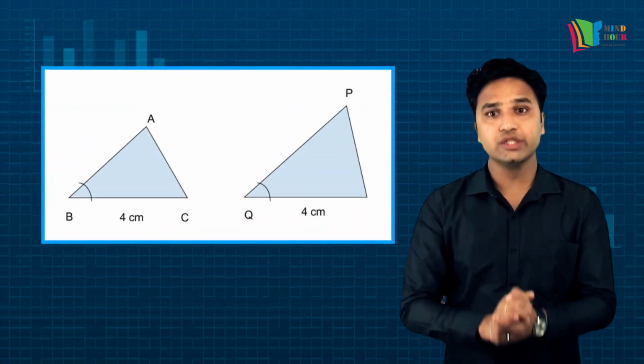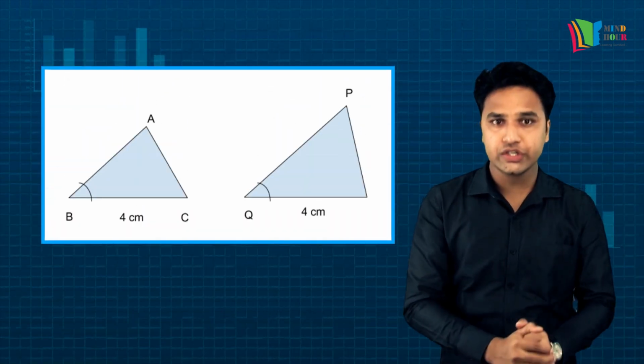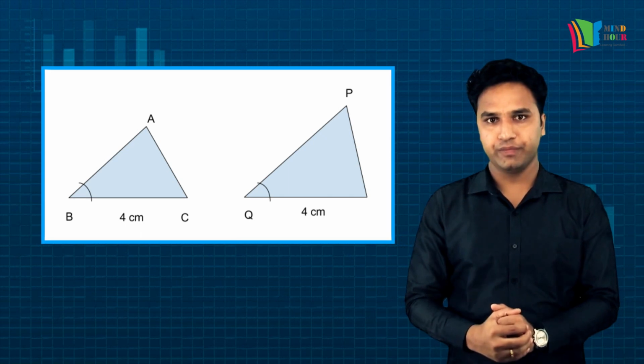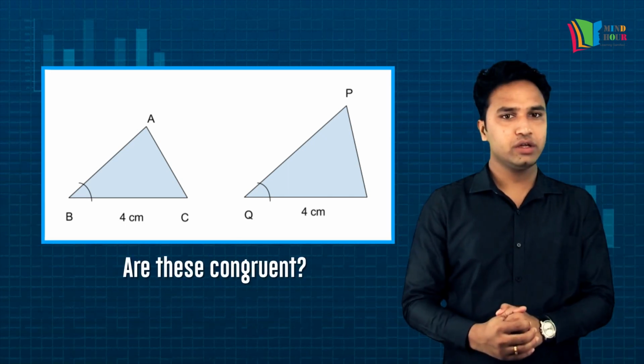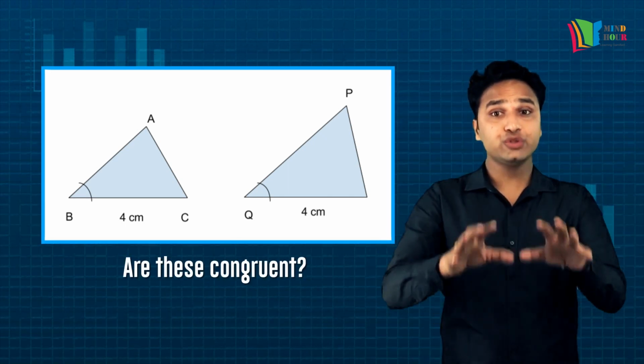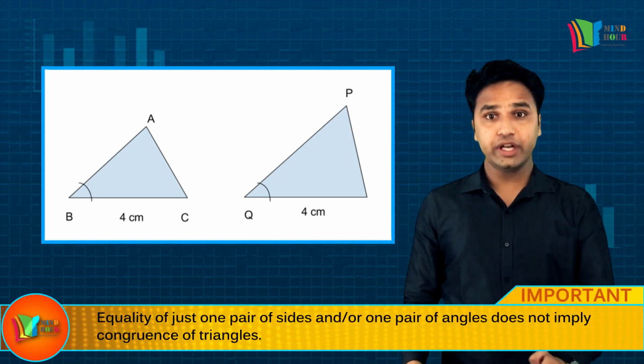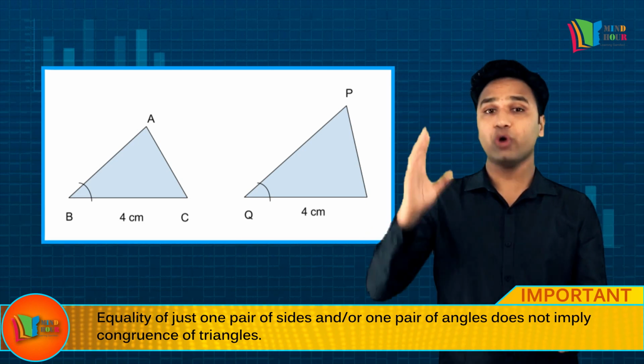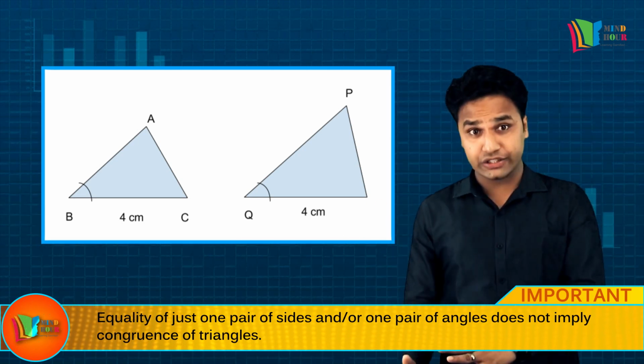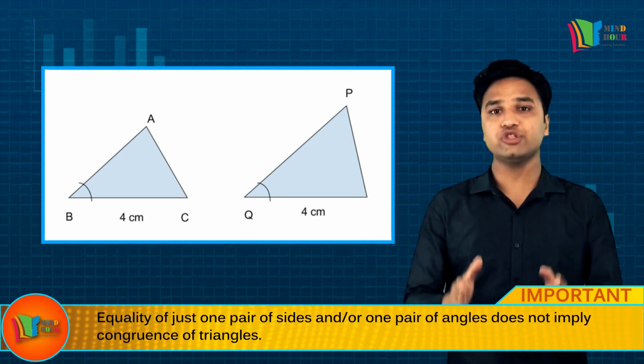triangles. Now let us draw two triangles with one side 4 cm and one angle 50 degrees. Are they congruent? We observe that these two triangles are not congruent. So, equality of one pair of sides or one pair of sides and one pair of angles is not sufficient to give us congruent triangles. For this reason, we have certain criteria for congruence of triangles.